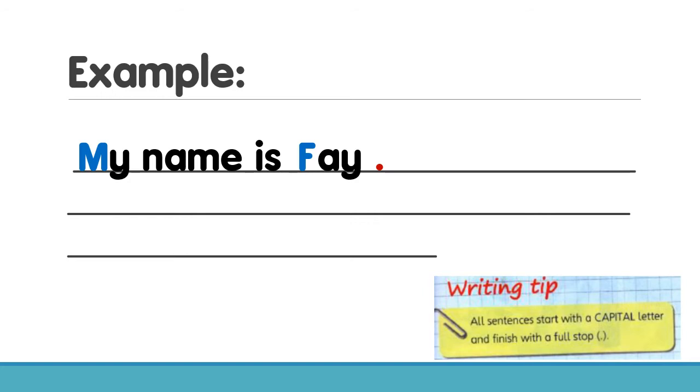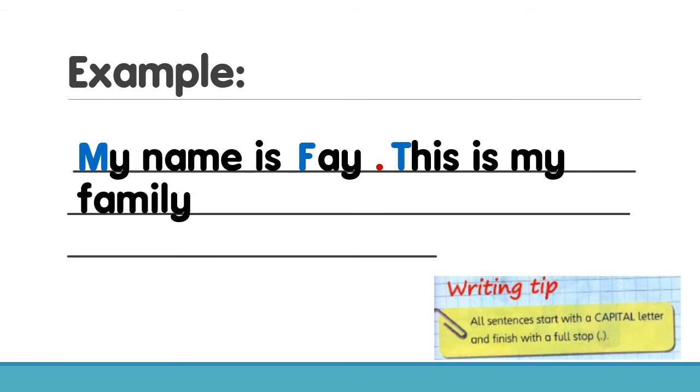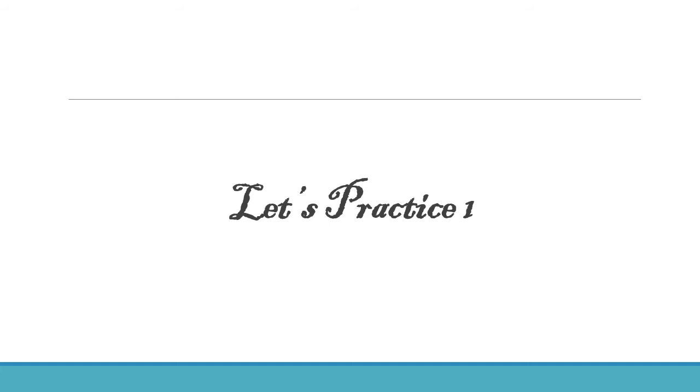After a full stop, for the next sentence, the first letter must be in capital letter. Example, this is my family. This T is in capital letter. Is my family and full stop. Can you get me? Please apply this writing tip every time you do your writing. Now, let's do some practice.